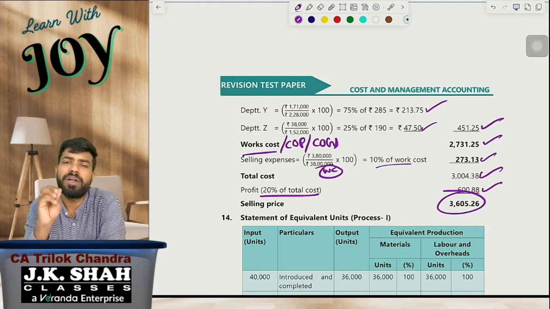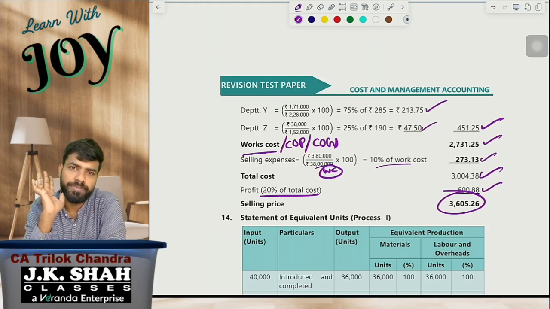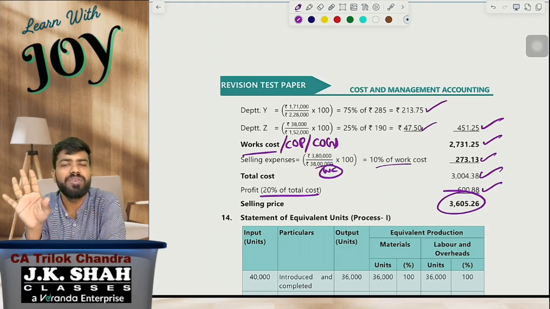Let me talk about the with stock, without stock. If the question is without stock, there is no opening stock, there is no closing stock, then straight away we are going to prepare the process account. No need to go by the statement of equivalent unit, nothing like that. Straight away we can prepare the process account.